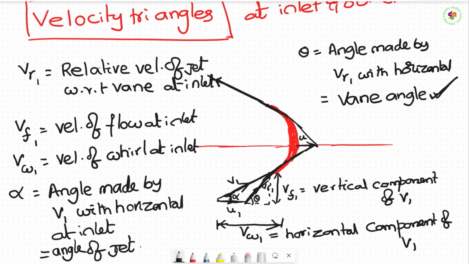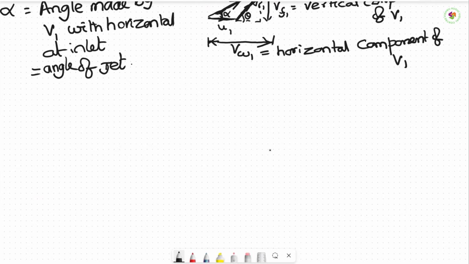The leaving velocity is VR2 because it enters with VR1, so it leaves with VR2. If you take this as the outlet tip, the first thing you should draw is VR2, which is tangential to the vane. Then the direction of U2 is always horizontal. This is U2. Now if you join this, we call it V2. So this is the outlet triangle.